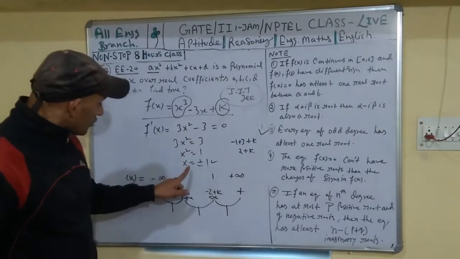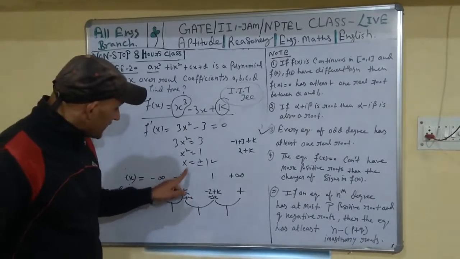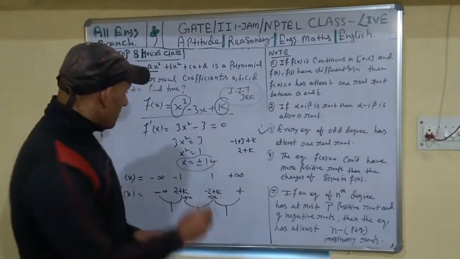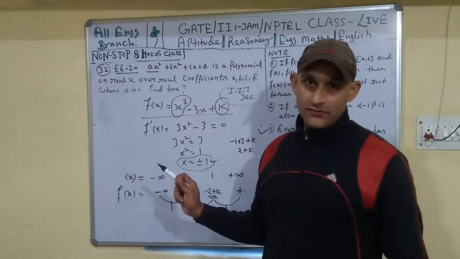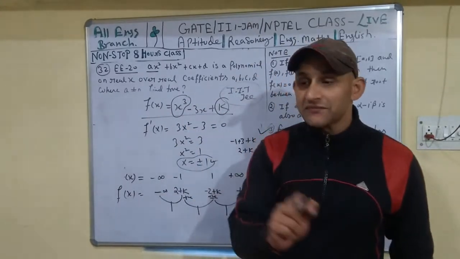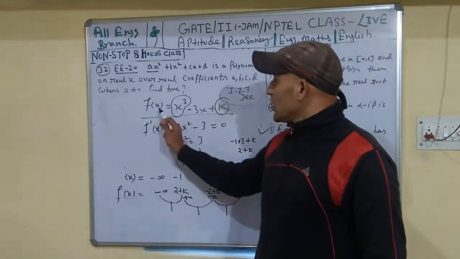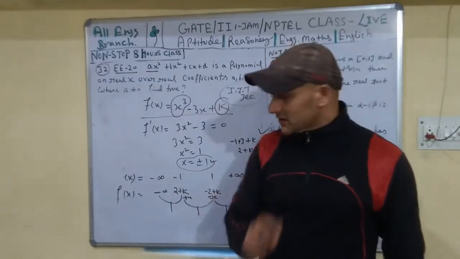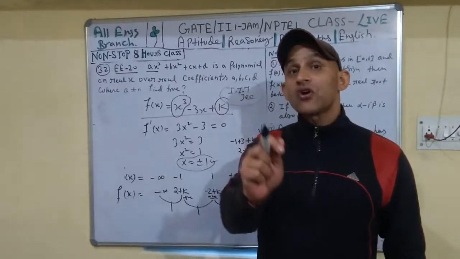When you are writing dy by dx is equal to 0, at that point your function may be maximum or minimum. It means your function will change sign at this point. What is the definition of maxima or minima? At this point you are finding the maxima and minima of such a function. At this point maybe the function is maximum, minimum or a saddle point.